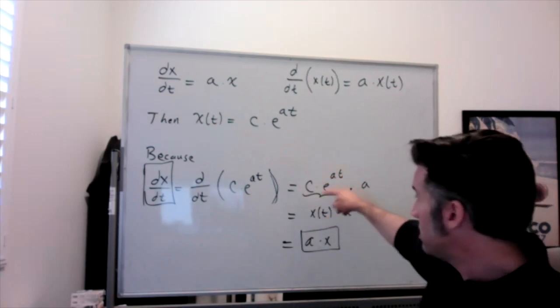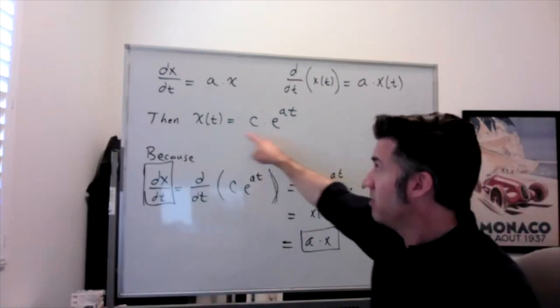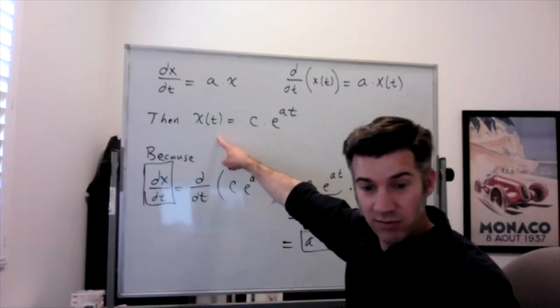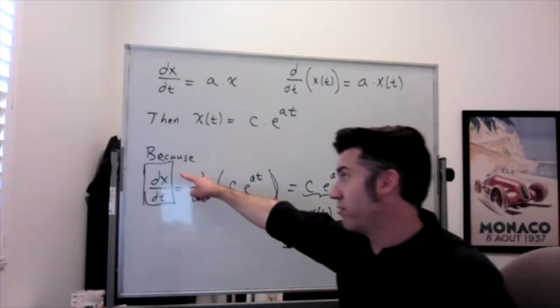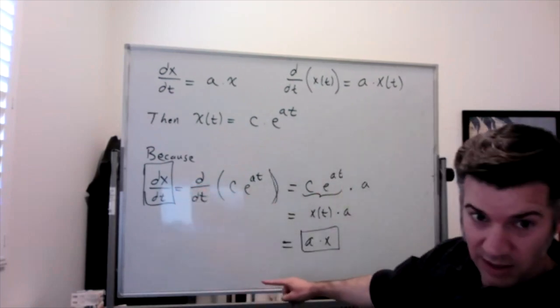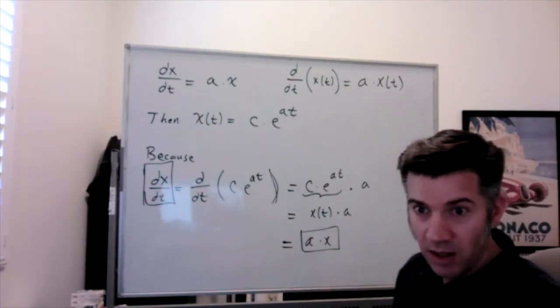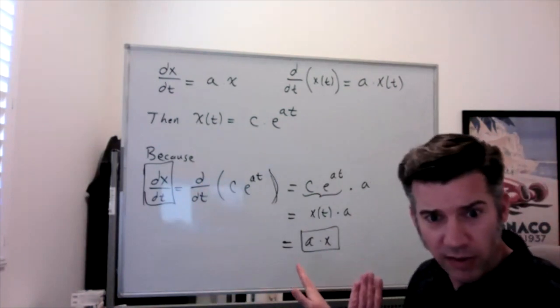But this here, this c times e^(at), that is what x(t) is equal to. And so that's x(t) times a, which is just a times x. So the derivative of x with respect to t is a times x. Any questions about that?